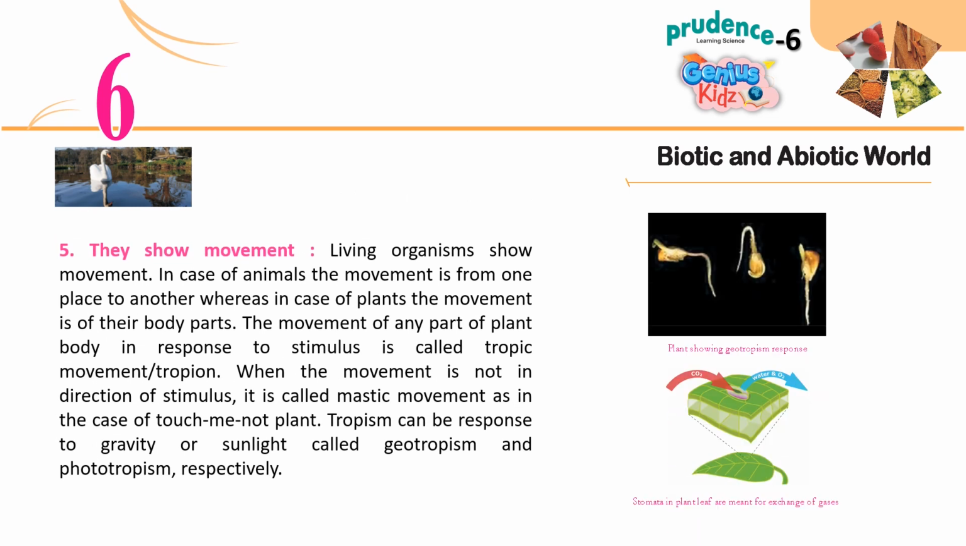5. They show movement. Living organisms show movement. In case of animals, the movement is from one place to another, whereas in case of plants, the movement is of their body parts. The movement of any part of a plant body in response to stimulus is called tropic movement, tropism. When the movement is not in the direction of the stimulus, it is called nastic movement, as in the case of the touch-me-not plant. Tropism can be a response to gravity or sunlight, called geotropism and phototropism, respectively.